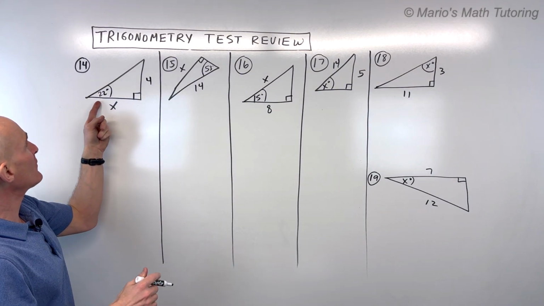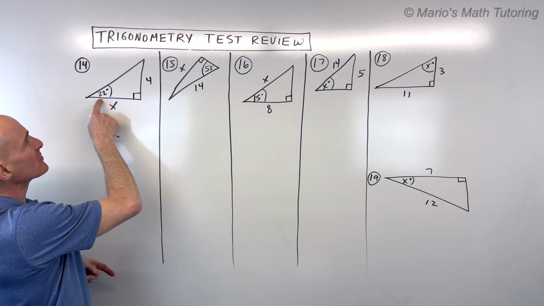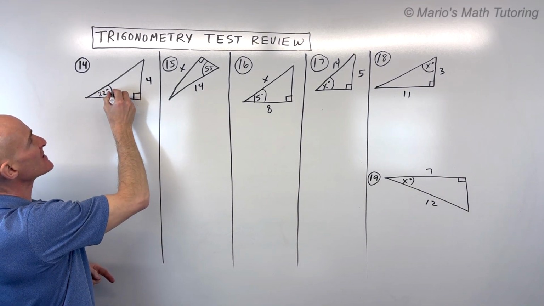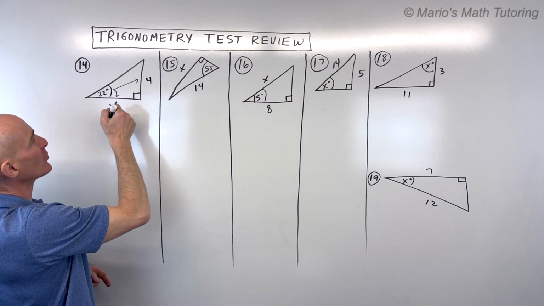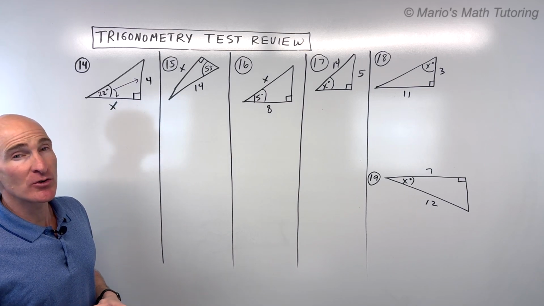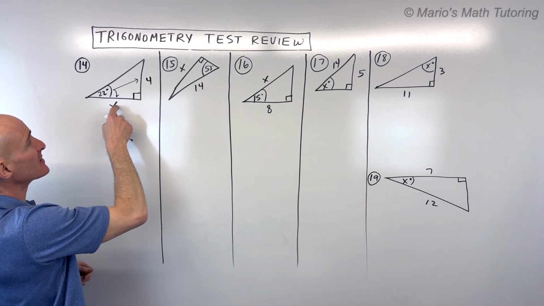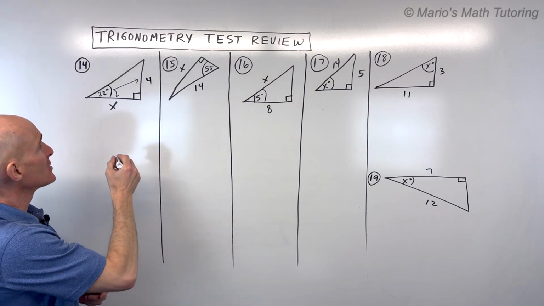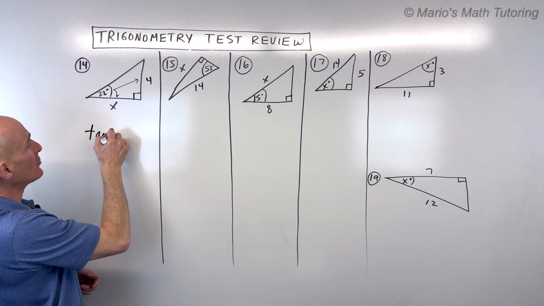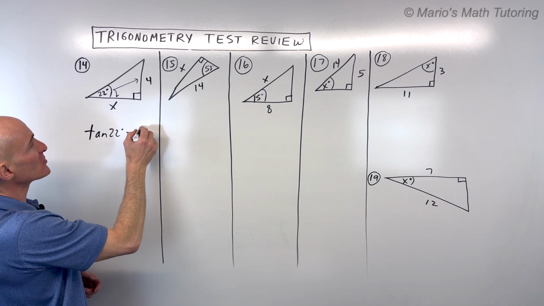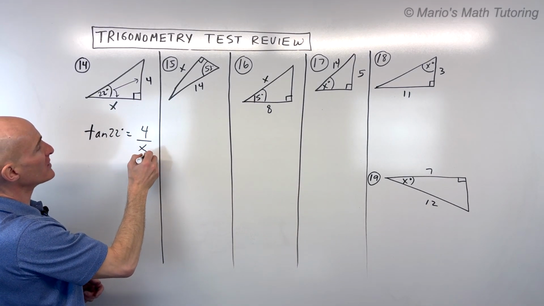Number 14, we're given this angle, 22 degrees. We've got a right triangle, and we know this side opposite, and we're looking for the side adjacent. So using that SOH CAH TOA acronym, this is the ratio of the opposite and adjacent. That's the tangent. So we're going to say the tangent of our angle, tangent of 22 degrees, equals the ratio of the opposite over the adjacent.